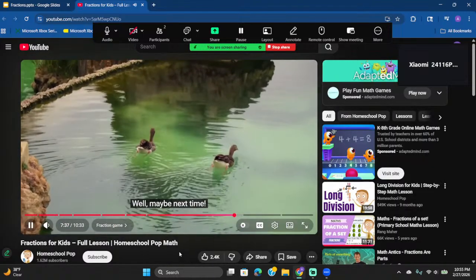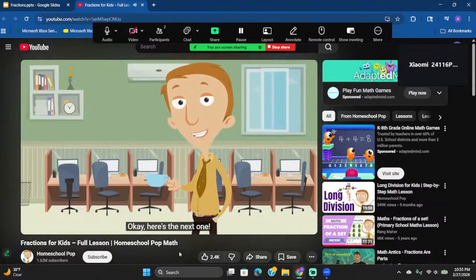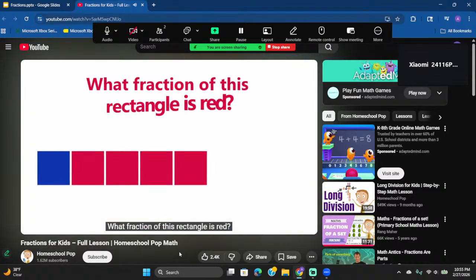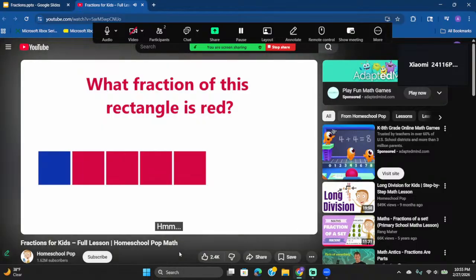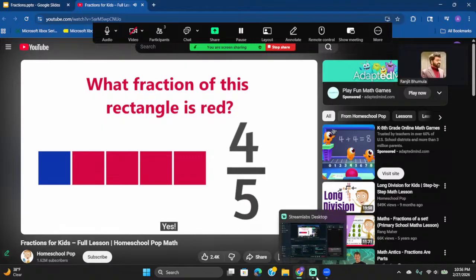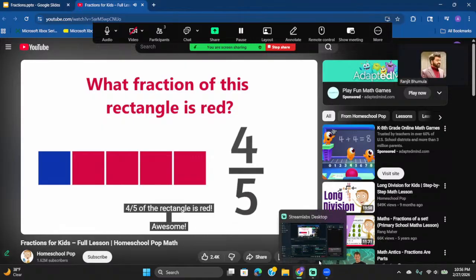Maybe next time. Okay, here's the next one. What fraction of this rectangle is red? Yes, 4/5. 4/5.